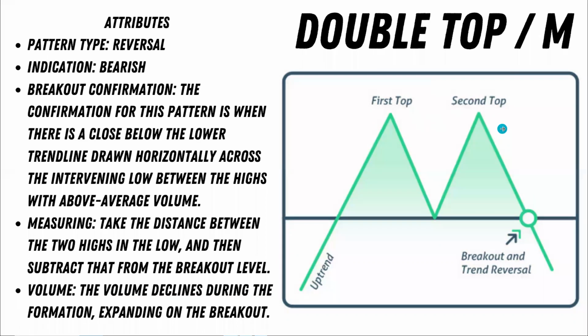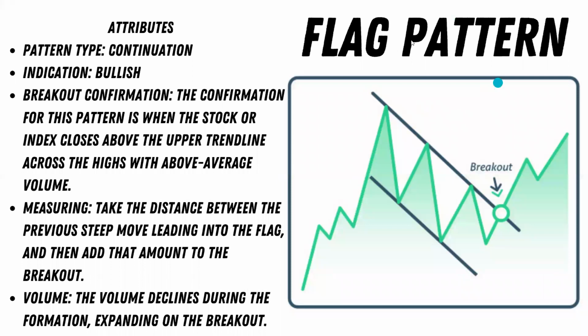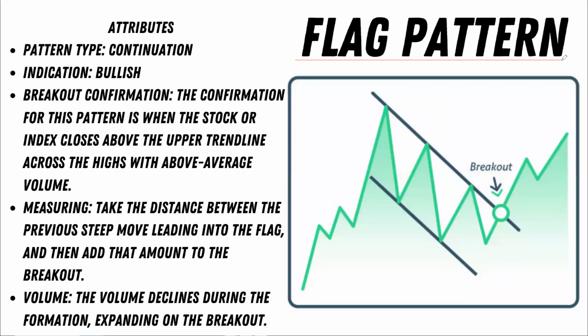The next pattern that we have on here is going to be the flag pattern. This is a bull flag. Same thing as some of the others. You could have the bearish version of this, which would be a bear flag, and it would work just the same, but for bearish standards. Now, in particular, again, we're looking at a bullish flag pattern. This is going to be a continuation pattern. And the confirmation for this pattern is when the stock or index closes above the upper trend line across the highs with above average volume.